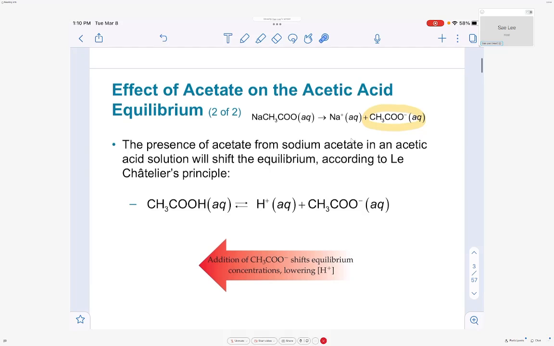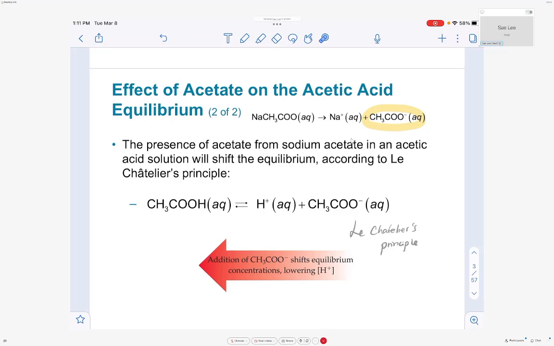In chapter 15, according to Le Chatelier's principle, if we add a component to an equilibrium system, the equilibrium will shift to a direction to consume that added component, right? So in this case, the system will think that we have increased the concentration of acetate anion. From where? From the ionization of sodium acetate.